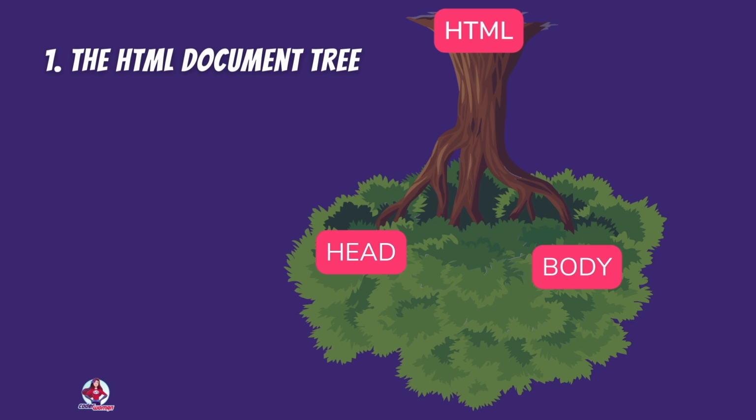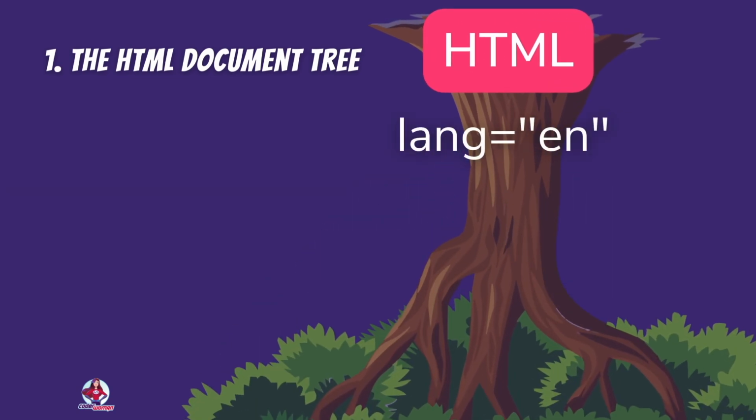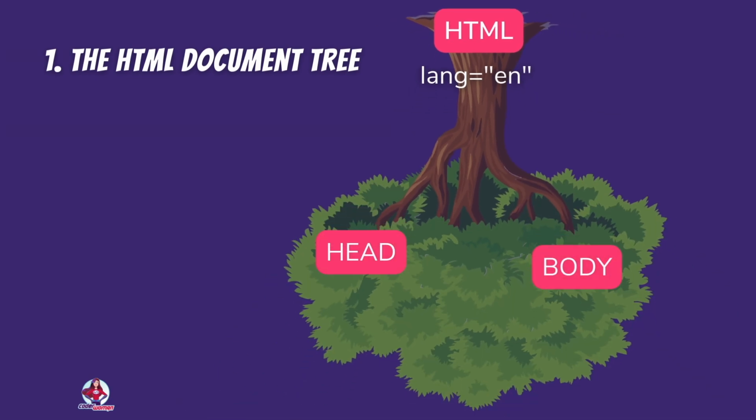And we also need to specify the page's language in the HTML tag. We do this using an attribute. In our case, we'll add a lang attribute with the value en for English. This helps make our page accessible and tells the browser what language our content is in. Very helpful for search engines and for people using screen readers.